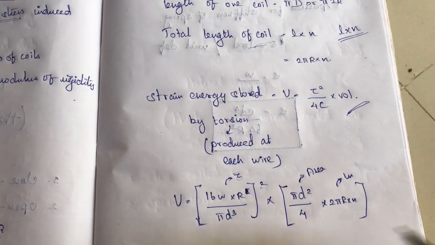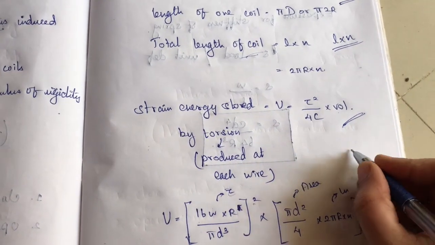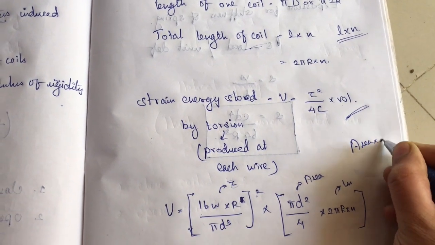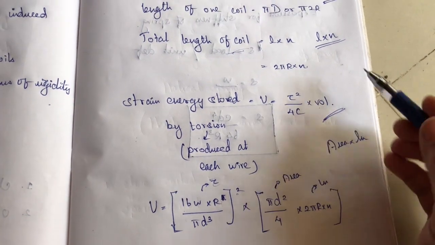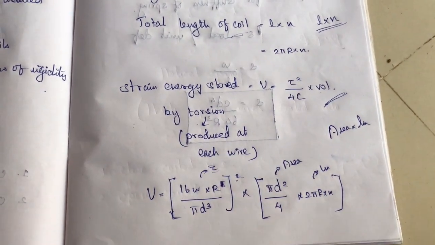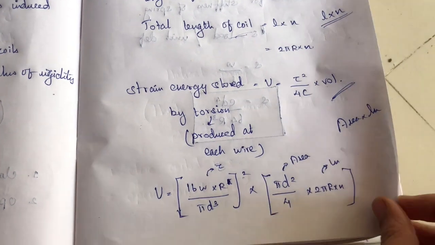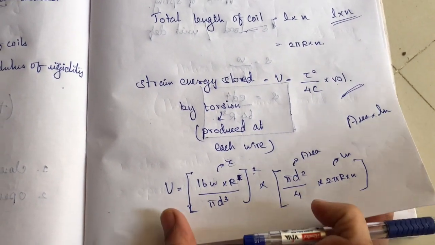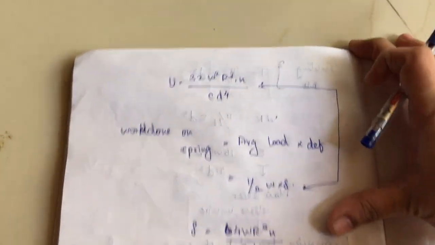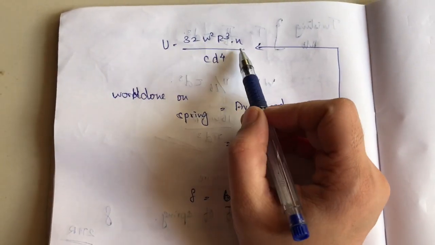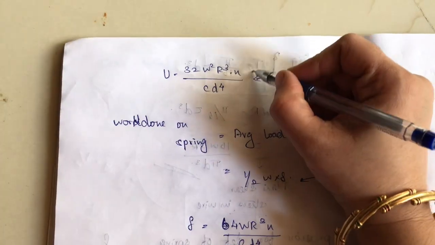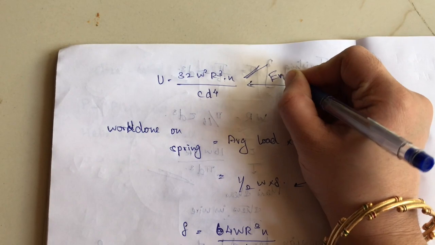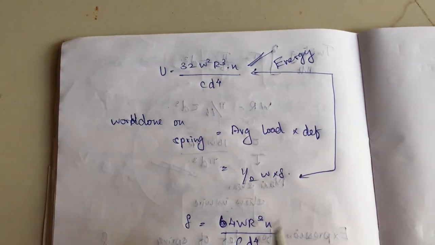The whole square into volume. Volume is area into length. The area is pi d square by 4, and we have found the length, 2 pi r into n. So by reducing it, U will be equal to 32 W square R cube n by C d power 4. So this is the energy stored.